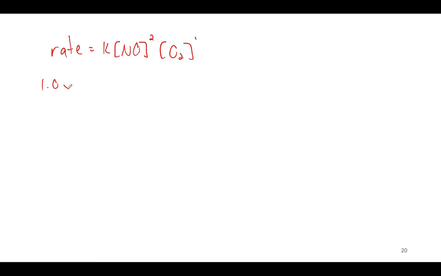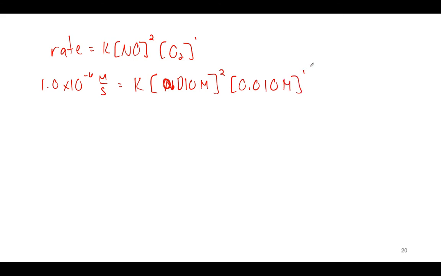So 1.0 times 10 to the negative 6 molar per second is equal to K times the concentration for our NO, which is 0.010 molar, to the 2, multiplied by 0.010 molar raised to the 1. All right, and here again, we can see explicitly that we have one equation and one unknown. So let's rearrange and solve for K.